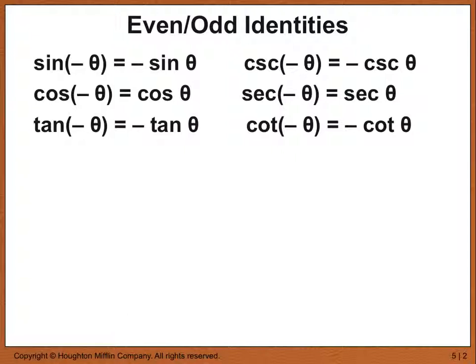Now, even and odd is really just based on the symmetry of the graphs. And if you look at the parent cosine function, you can see that it's symmetric about the y-axis. The same is true of the secant. And if you look at the parent sine, cosecant, cotangent, and tangent graphs, you can see that they're symmetric about the origin. That's really all that even and odd comes down to. But when we express even and odd algebraically, these 6 equations are how we express them algebraically.